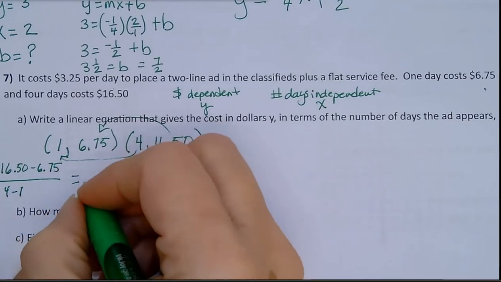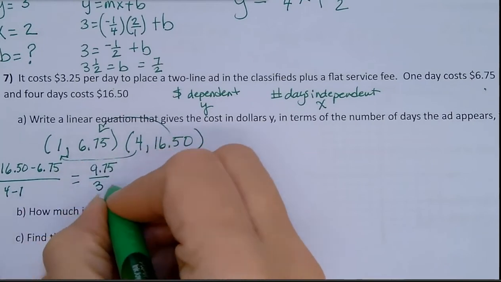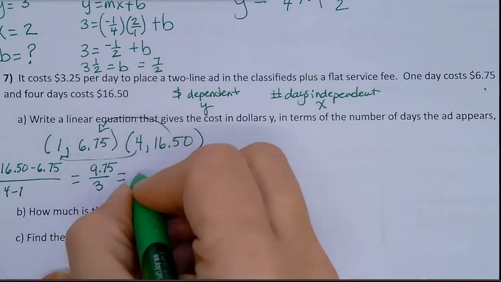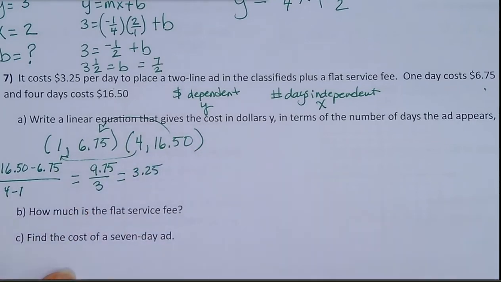So in my numerator, I have $9.75, and the denominator is 3. If I divide that, I get 3.25. So that's my slope, or my rate.